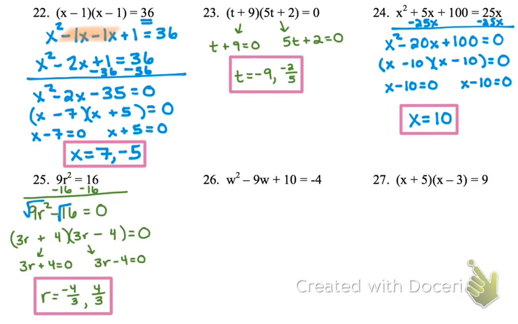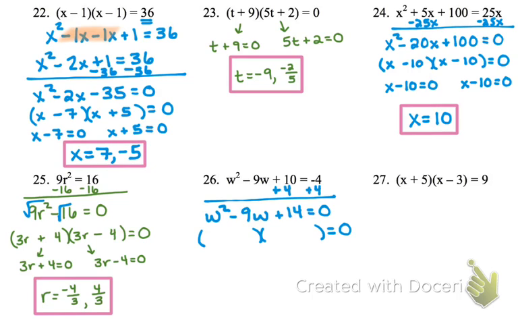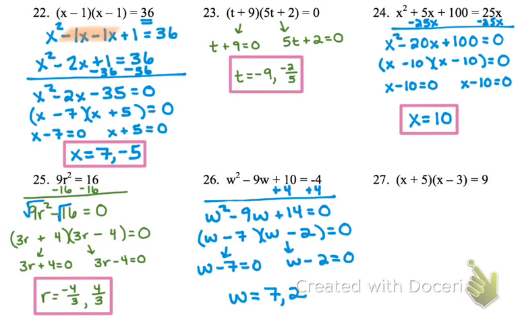Number 26, we need 0 on the right side, so we're going to start by adding 4 to both sides. The left side, we have a w squared. There's no number in front of it, so no box method needed. Go right to the double bubble and ask ourselves what multiplies to positive 14 but adds to negative 9. That's going to be negative 7 and negative 2. Set both of the parentheses equal to 0 and solve. We get positive 7 and positive 2 as our solutions.